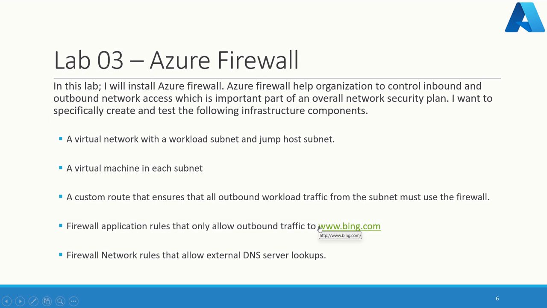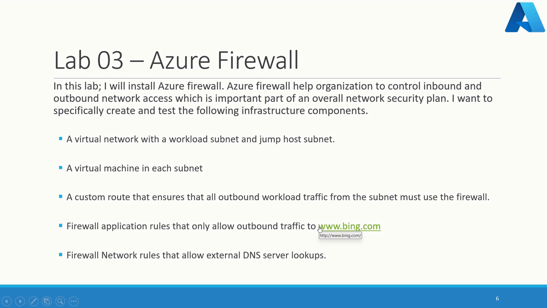1. A virtual network with a workload subnet and a jump host subnet. 2. A virtual machine in each subnet. 3. A custom route that ensures all outbound workload traffic from the workload subnet must use the firewall. 4. Firewall application rules that only allow outbound traffic to www.bing.com. And 5. Firewall network rules that allow external DNS server lookups.